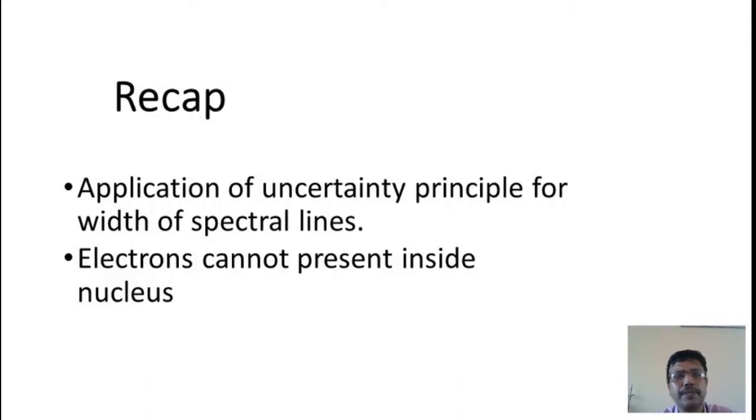If you substitute that, h into delta nu is equal to h by 4 pi into 1 by delta t, h gets cancelled. Using this equation, delta nu is equal to 1 by 4 pi into delta t. If you know delta t, the uncertainty in the measurement of time, then it is possible to calculate the difference in frequency, implies the spread in the wavelength or width of the spectral line is estimated. This is one of the applications.